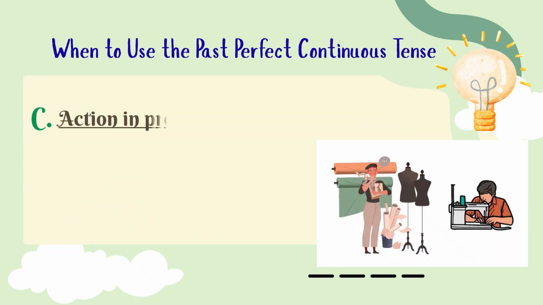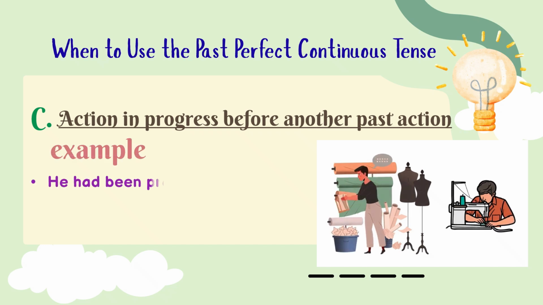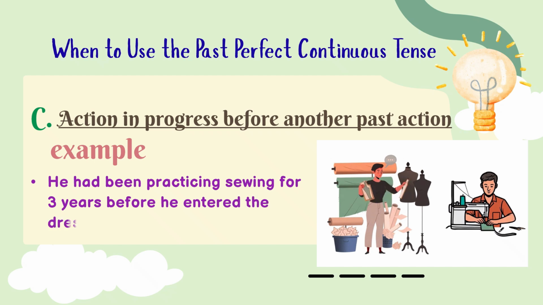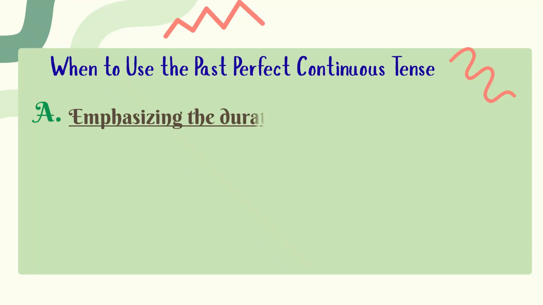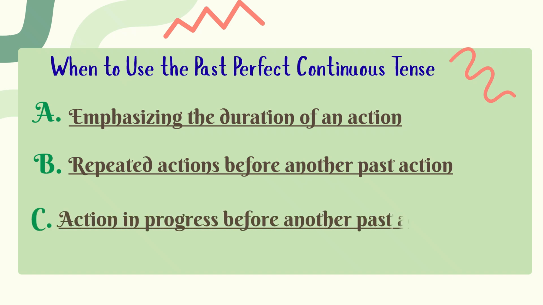The tense is also used to show an action in progress before another past action. For example, he had been practicing sewing for 3 years before he entered the dress designing contest. Let's recall all three conditions. The past perfect continuous tense is used to emphasize the duration of an action, repeated action before another past action, and the action in progress before another past action.